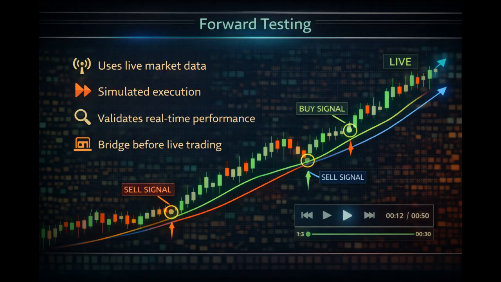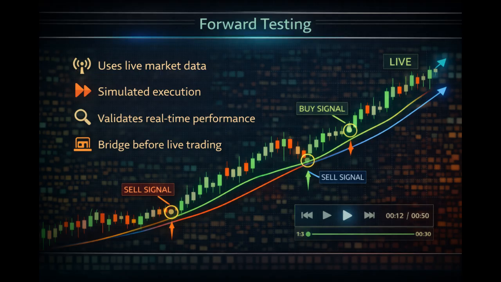Improved risk assessment. Traders can evaluate how well the strategy handles real-time market volatility and price fluctuations. Increased confidence. Successful forward testing builds confidence that the strategy may perform reliably in live trading environments. For example, if a Renko strategy maintains consistent profitability during several weeks of forward testing, traders may feel more comfortable deploying it with real capital.